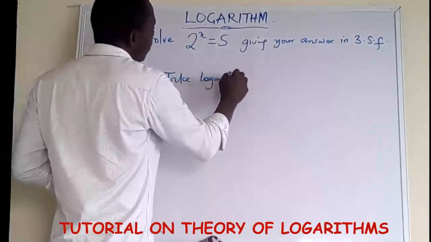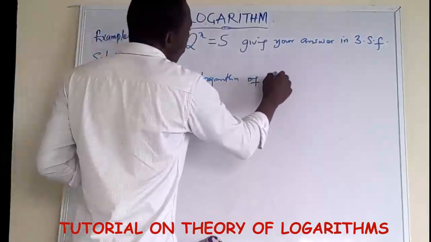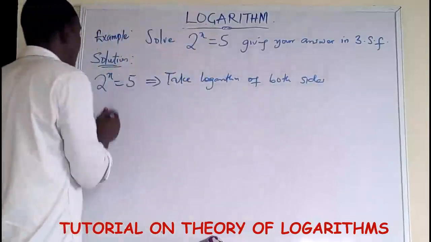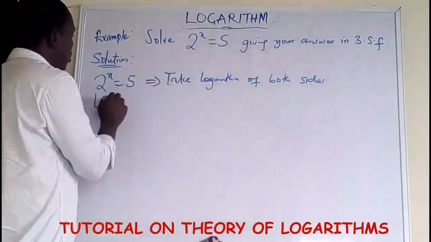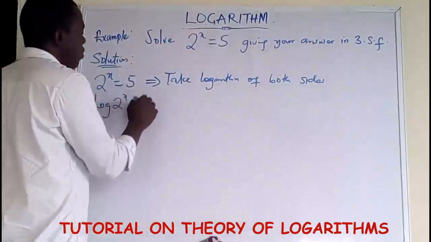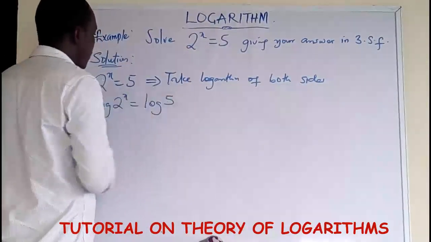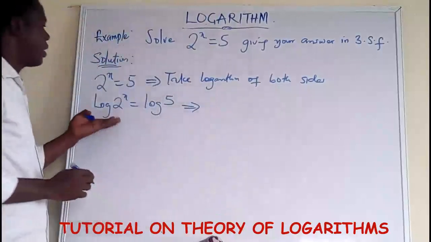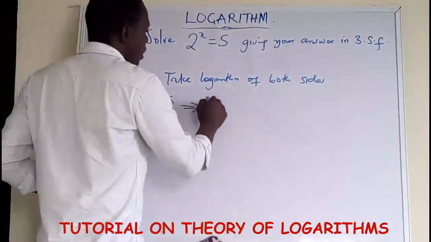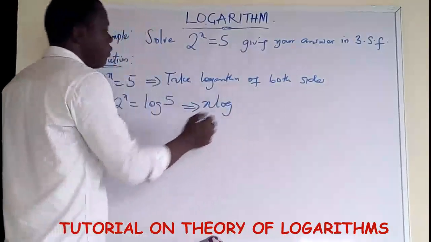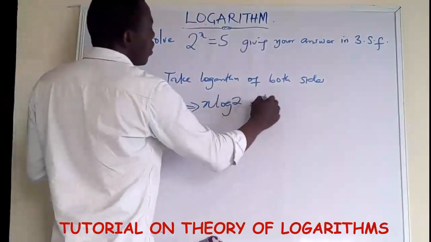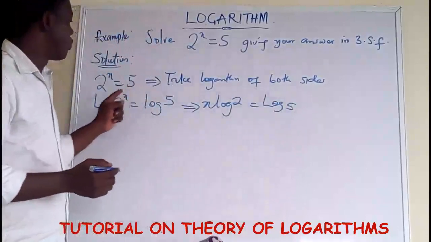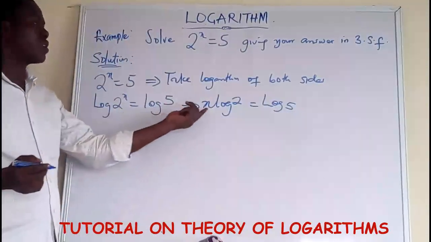take logarithm of both sides. So when we take it like this, we have log of 2 raised to the power x equals log of 5. From here, we can move this power to the front. We have x log of 2 equals log of 5. Just move this x to the front here. So we have x log 2.